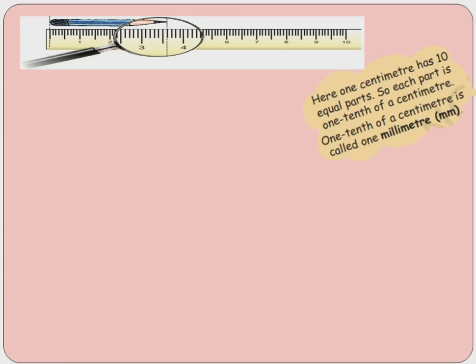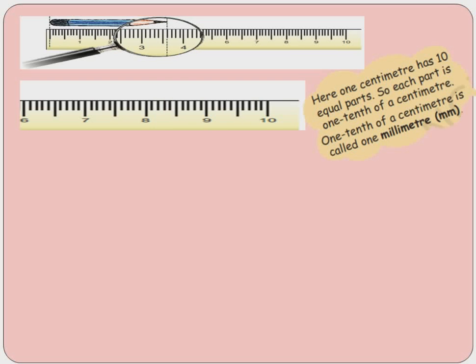Here 1 centimeter has 10 equal parts. So each part is 1/10 of a centimeter. 1/10 of a centimeter is called 1 millimeter. Got confused? Didn't understand anything from this? Come on, let's understand. What is this? This is the scale. Okay.